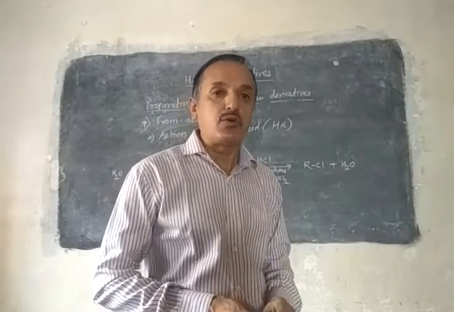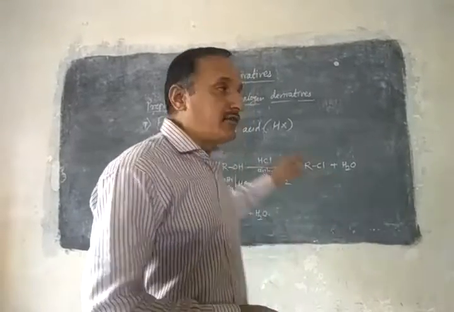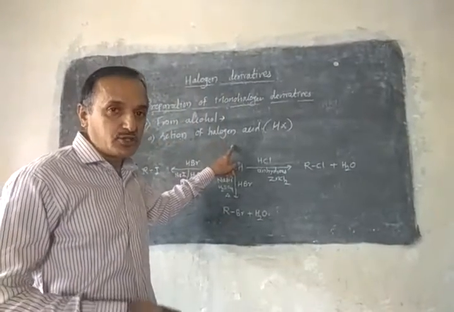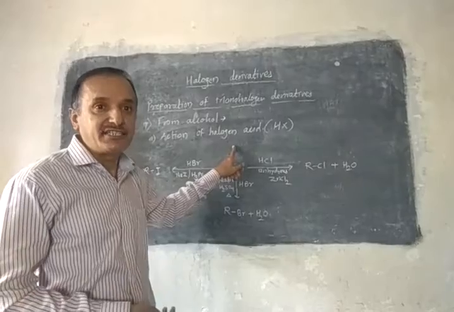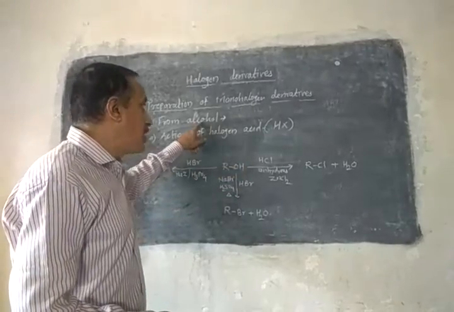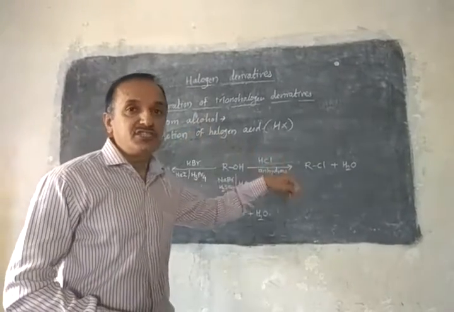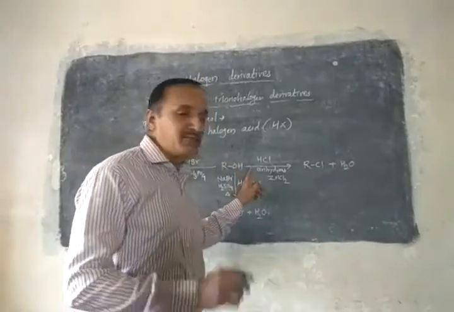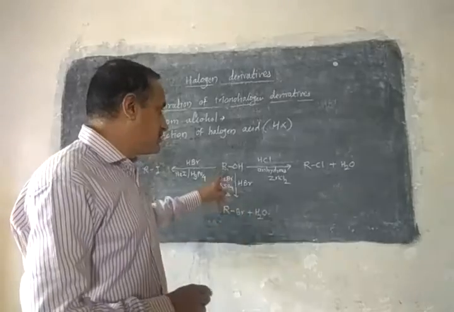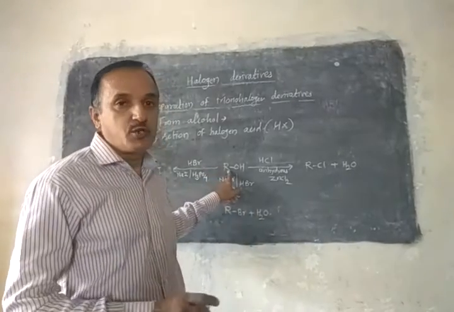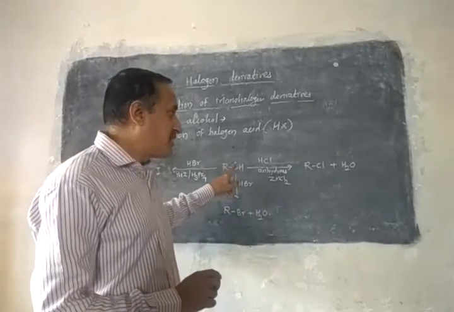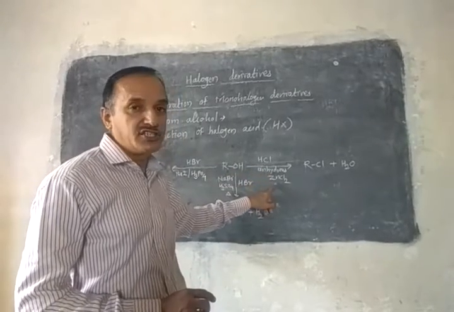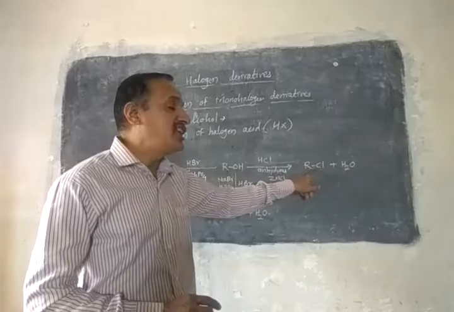First, from the alcohol. Now, from alcohol, when the halogen acid, also called hydrogen halide, reacts with the alcohol, it forms the alkyl halide. I have shown the simple reaction. This alcohol is denoted by ROH. It reacts with HCl in presence of anhydrous ZnCl2. It forms alkyl chloride.